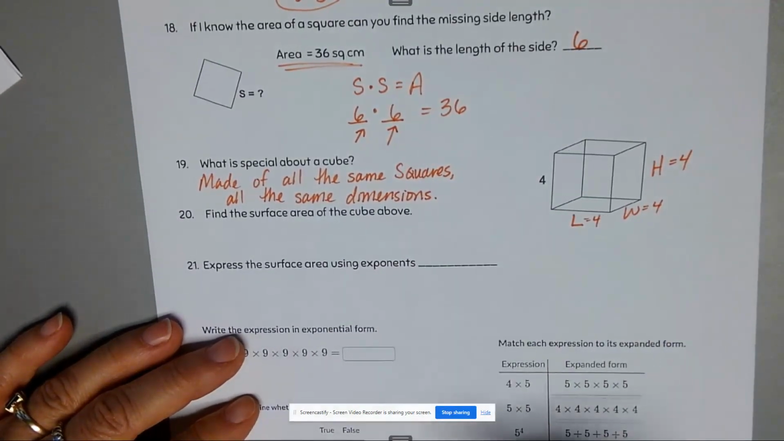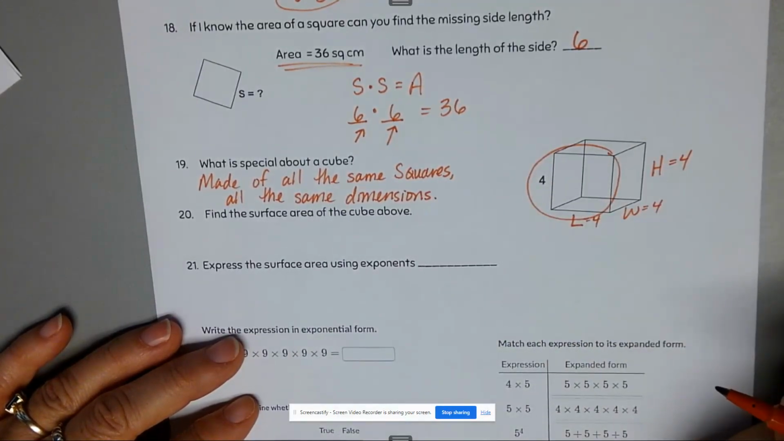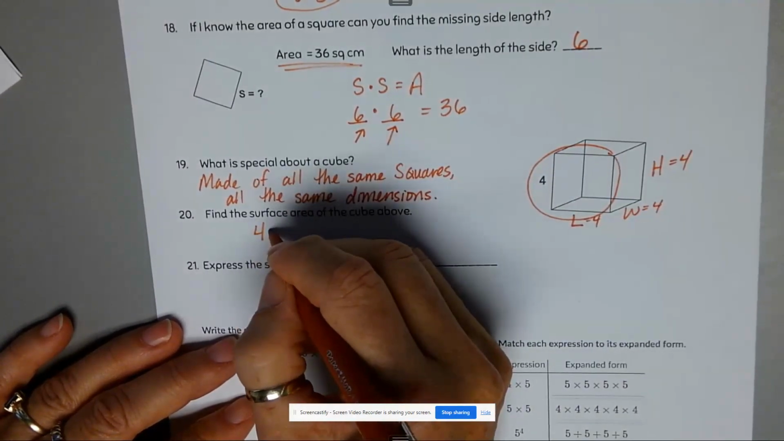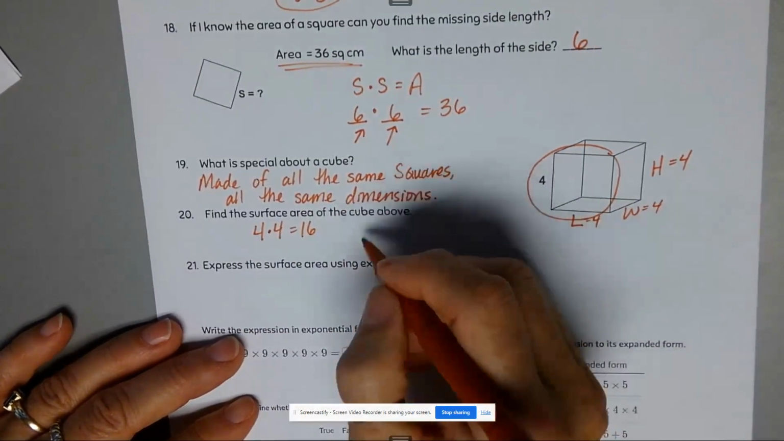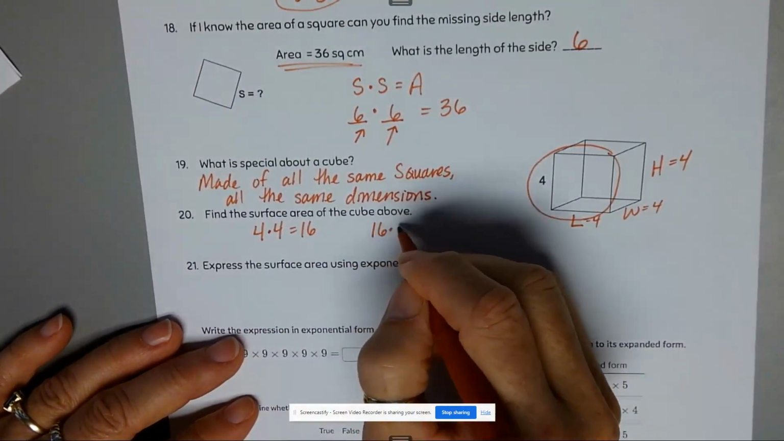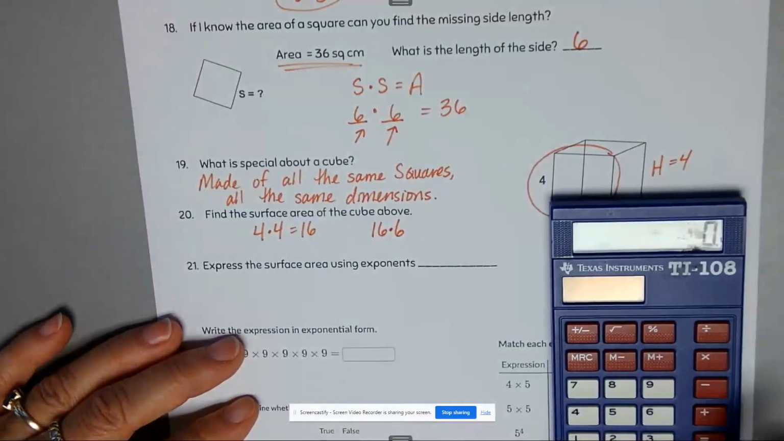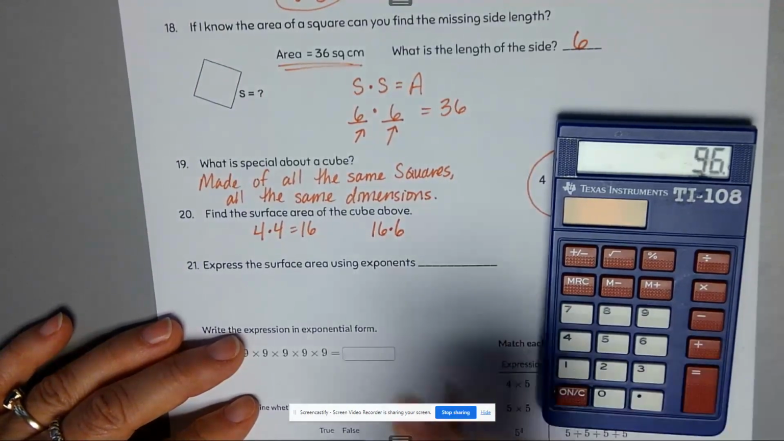So finding the surface area, you would find the area of one face, and then you'd have to find all the faces. How many faces are on a cube? Front, back, side, side, top, bottom. So one face is 4 times 4, which is 16. And there's 6 faces, so I do my 16 times 6. Here's my calculator. 16 times 6 is 96.